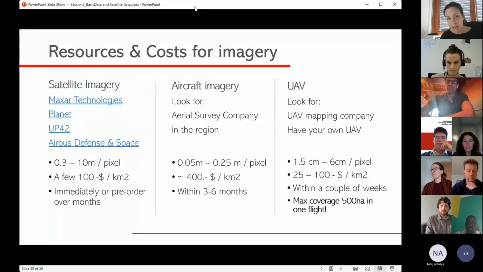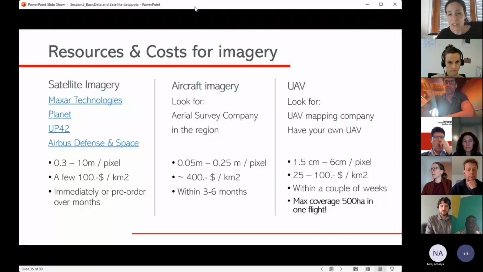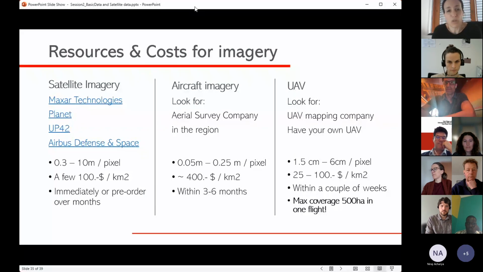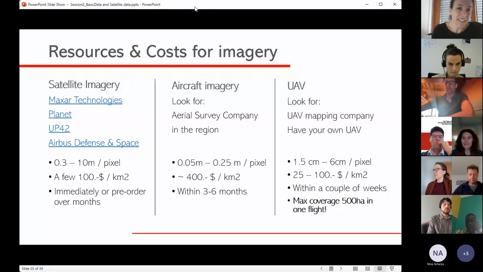And I said we'll be talking a bit more about resources and costs of imagery. Maybe I should have put the word data, because not all of it is in imagery. Of course, we always make it look like an image, be it RGB or some colors that give us information. But in general, we have the options to get that data either from satellites, aircrafts, or drones or unmanned aerial vehicles, where we're talking commercial ones and not military ones.